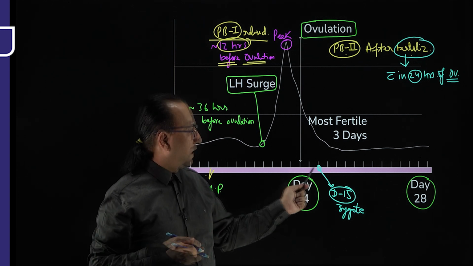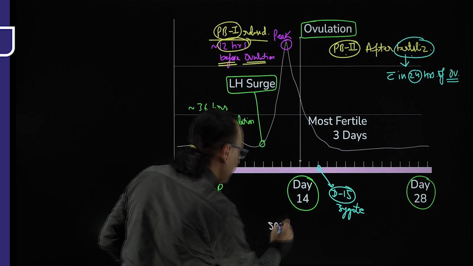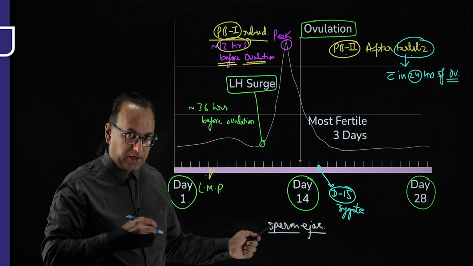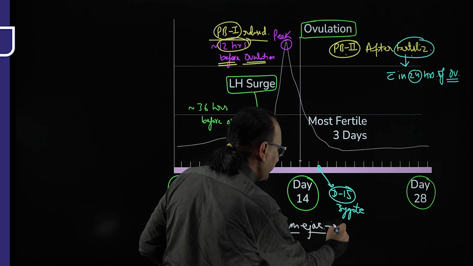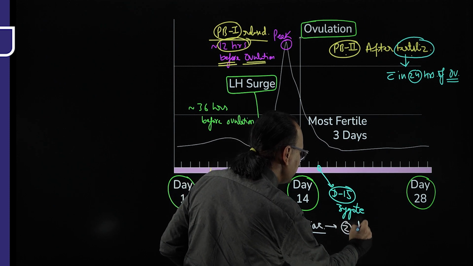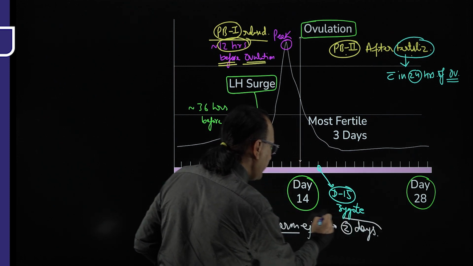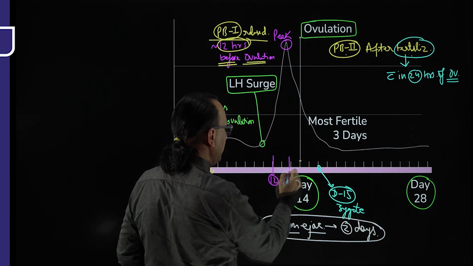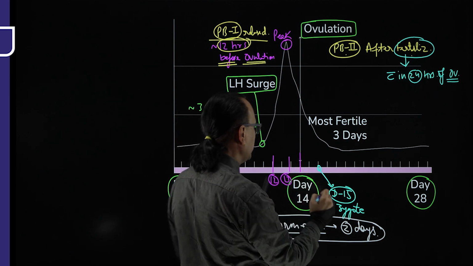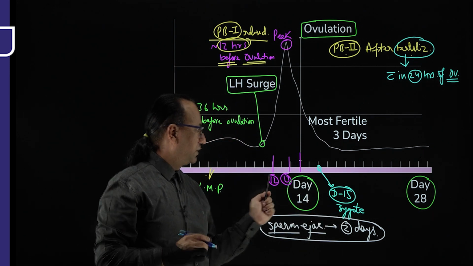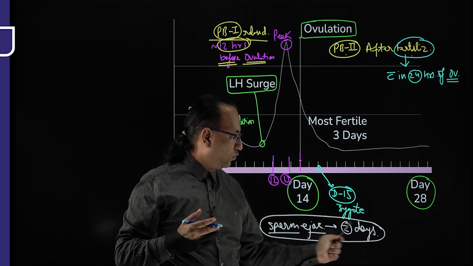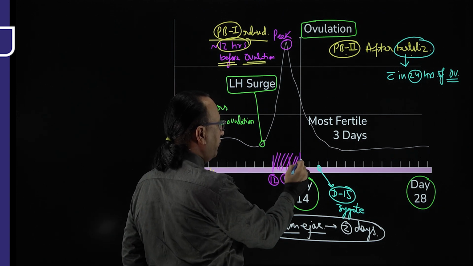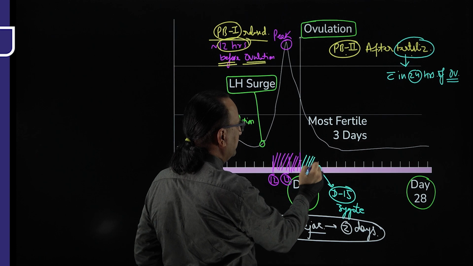Then what about the males? A question comes: when the sperms are ejaculated, they are capable of fertilization. For how long? You can mention that once the sperms are ejaculated, they are capable of fertilization only for 2 days, that is 48 hours. So that means if these sperms were ejaculated on day number 12 or 13 or 14, then only there is a chance of fertilization, because sperms are capable of fertilization only for 2 days after ejaculation. So for a male it is 48 hours and for a female it is just 24 hours post-ovulation.